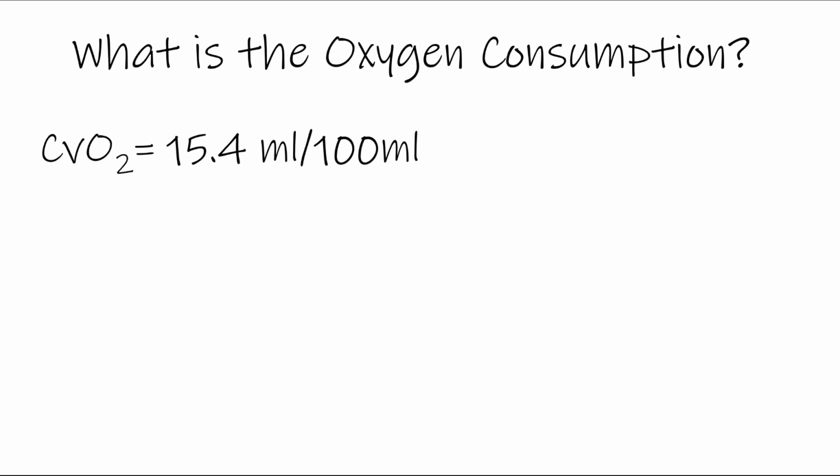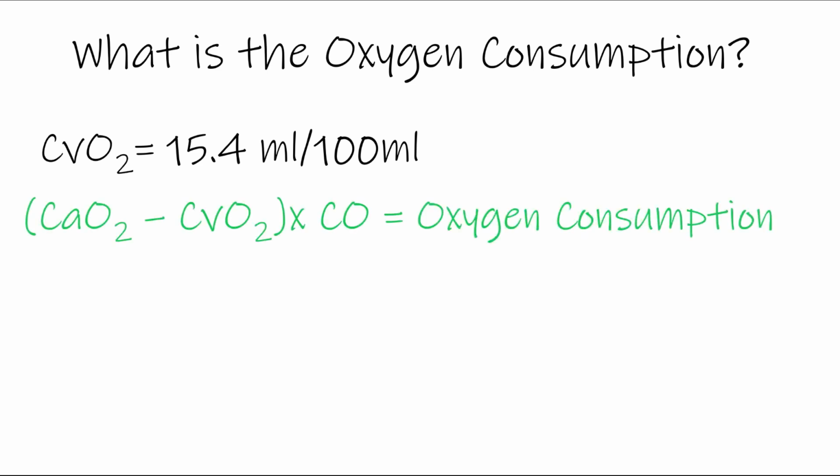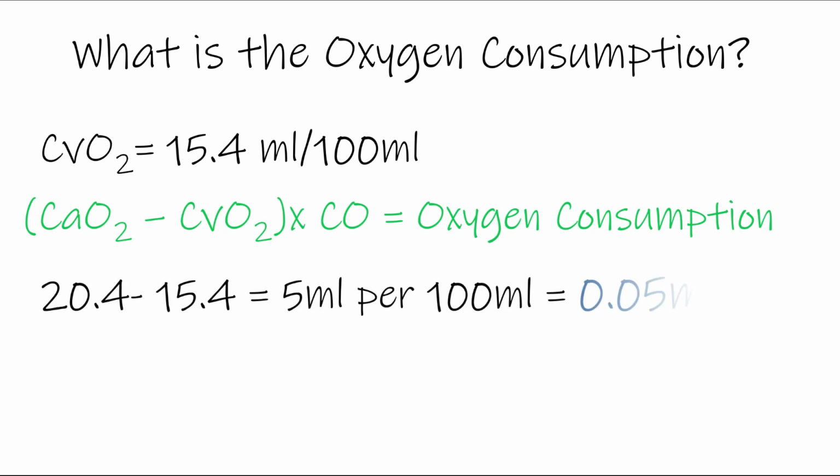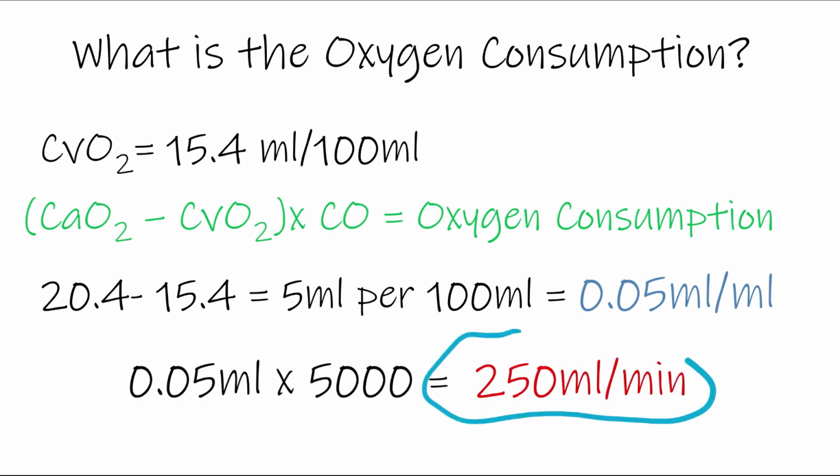To calculate out the oxygen consumption, then we have our mixed venous oxygen content of 15.4 mils per 100 mils. We already know the arterial oxygen content, so it's arterial minus venous multiplied by cardiac output is equal to oxygen consumption. Arterial was 20.4, venous 15.4, and that works out at 5 mils per 100 mils. That's the oxygen consumption, 5 mils per 100 mils, or 0.05 mils per mil. You multiply that by 5,000 and you come up with 250 mils per minute. And that is the standard oxygen consumption, all other things being equal.